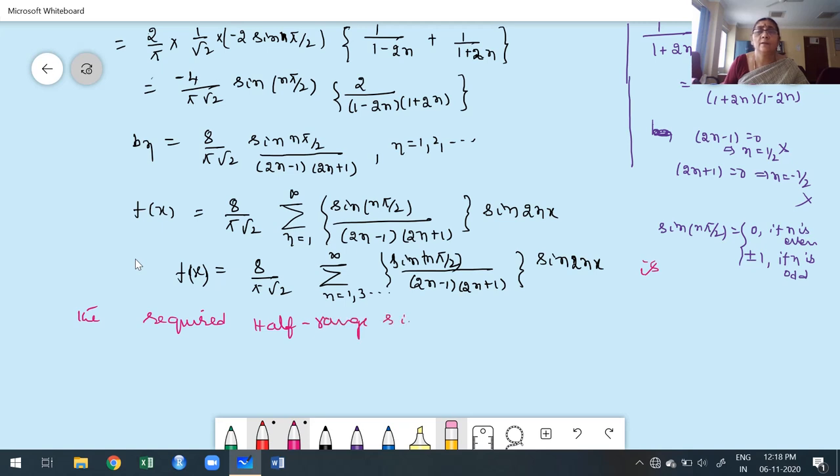Sine series for the given function over, what's the interval? 0 to pi, 0 to pi by 2, 0 to pi by 4, pi by 4 to pi by 2, meaning whatsoever the entire range is 0 to pi by 2. Now this is a way to construct.